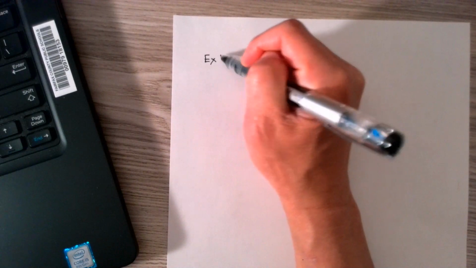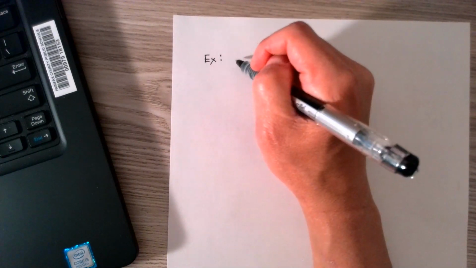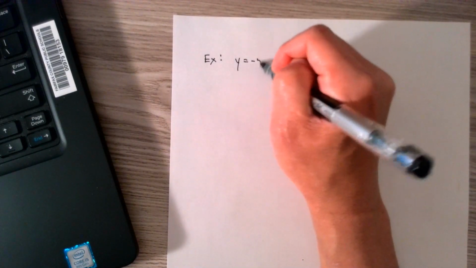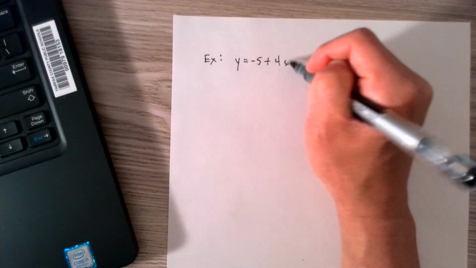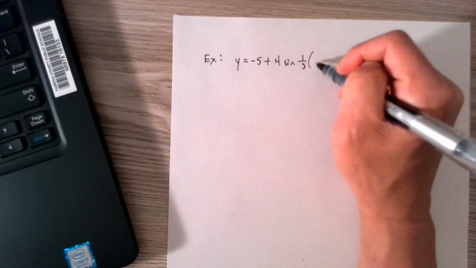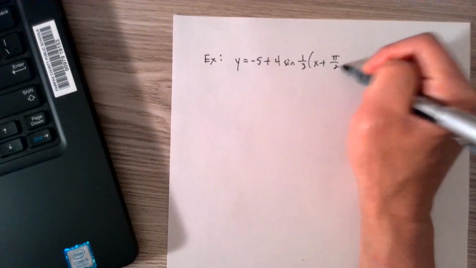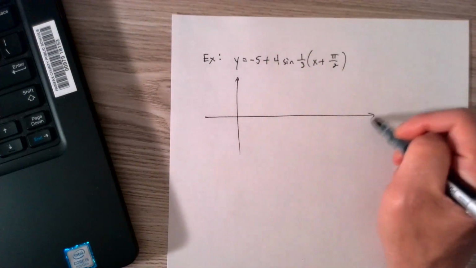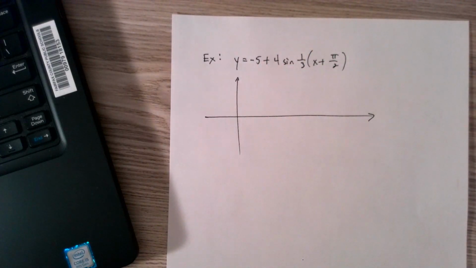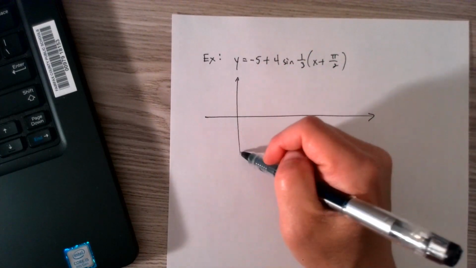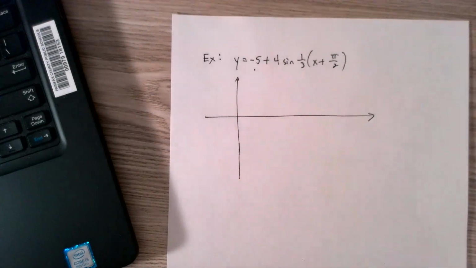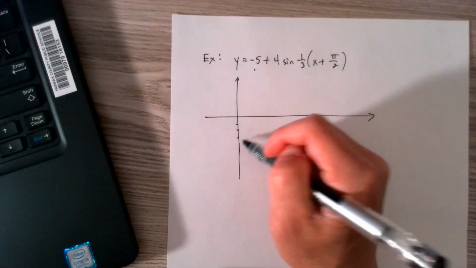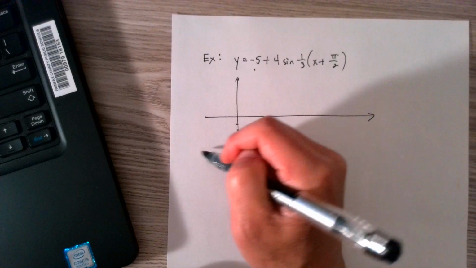Okay, let's do one with sine now. And this one's going to be in radians as well. Okay, so I get the vertical shift to find where my sinusoidal axis is going to be. It's -5, so I'm going to go 1, 2, 3, 4, 5 down. That's my sinusoidal axis.